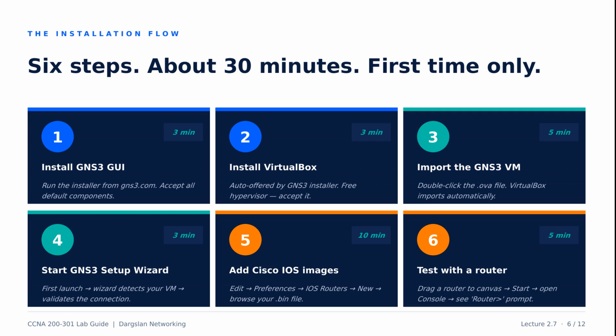With your downloads ready, here's the full installation flow at a glance. 6 steps, roughly 30 minutes, and you only do this once. You'll install the GNS3 GUI, let it pull in VirtualBox as the hypervisor, import the GNS3 VM from that .ova file, then run the setup wizard which auto-detects everything. The longest step is adding your IOS images, about 10 minutes of clicking through Edit, Preferences, IOS Routers, and you finish by dragging a router onto the canvas and watching that beautiful router prompt appear.